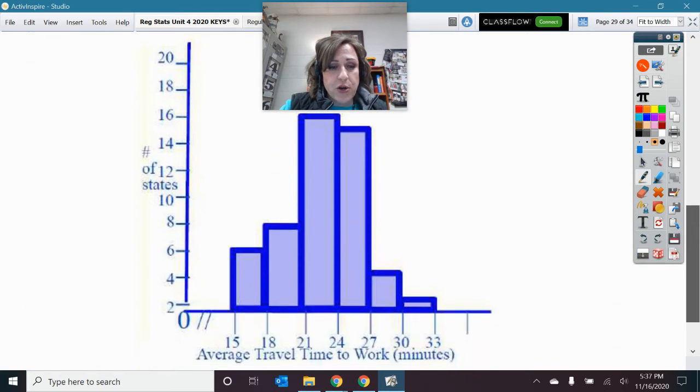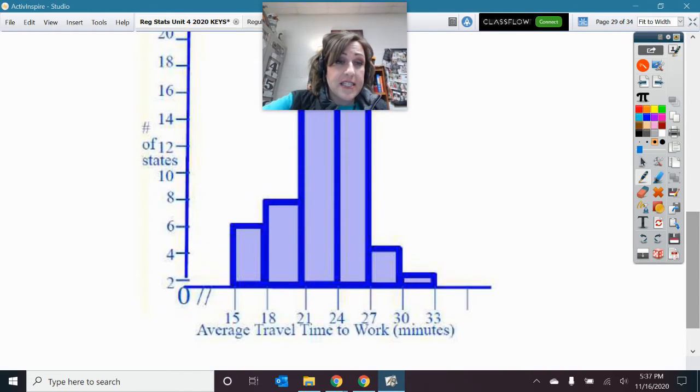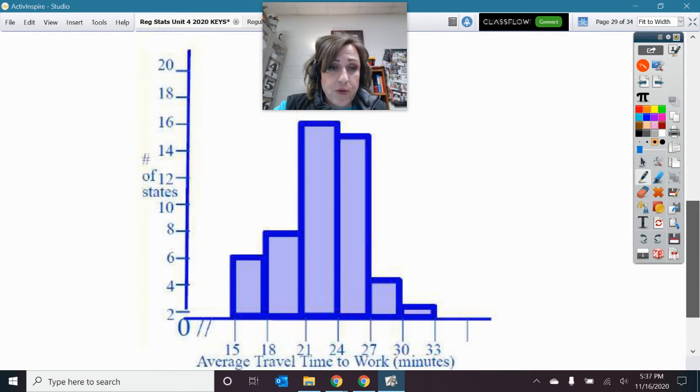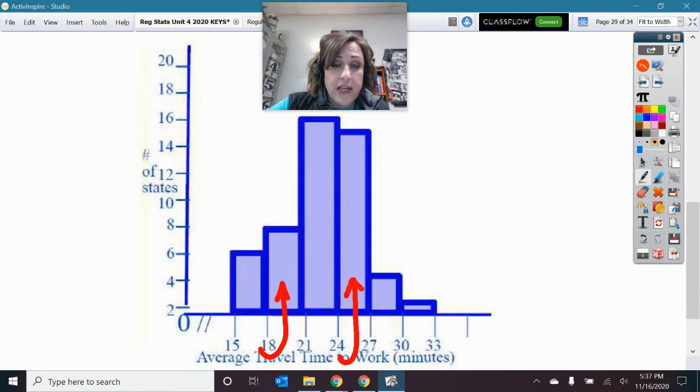So here comes my histogram. I labeled it the average travel to work time in the state by the states. Okay, and this is the number of states. And so then there are my histograms. 15 up to 18. So the 18s are in here and the 24s are in here and so on.